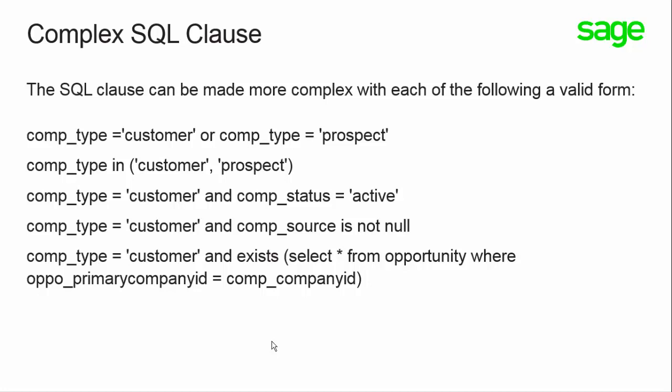And the last example that we've got in here is interesting because it's saying that the comp type is customer, and the Opportunities tab would only display if there are in fact opportunities associated with the company that's in context.